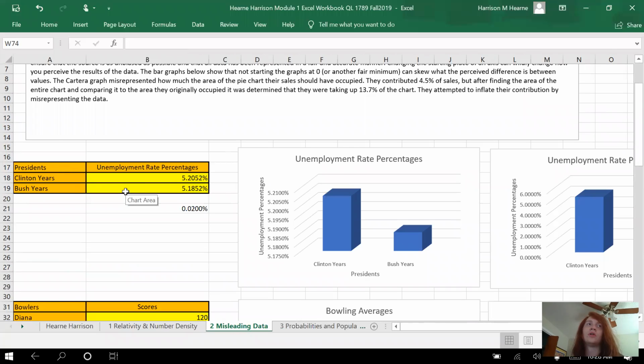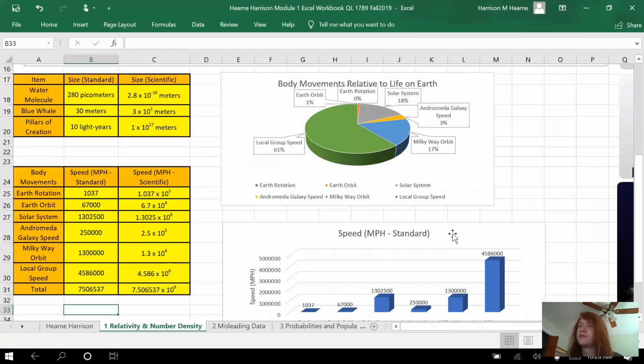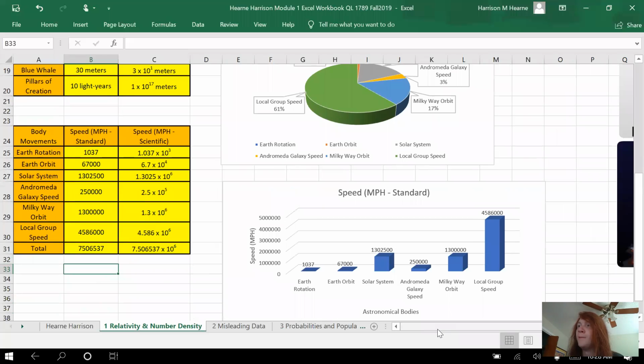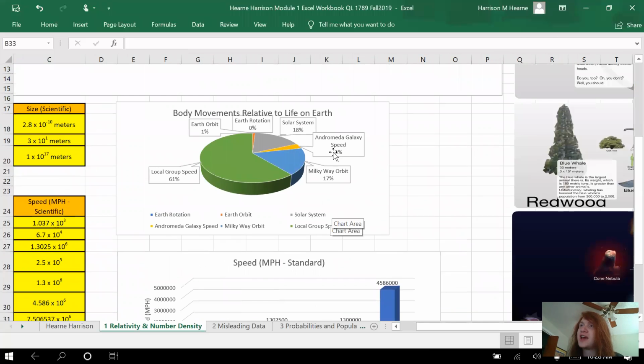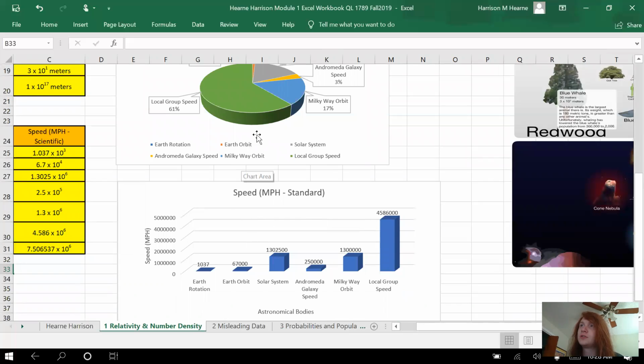Now, popping back over to the first scenario just real quick, you can see here that all of our data, especially in these two tables, has been represented fairly. The y-axis here starts at 0 and it increases a fair amount each time. It's a consistent amount and it starts at 0 like you would expect. That's why we see such massive differences between these numbers.